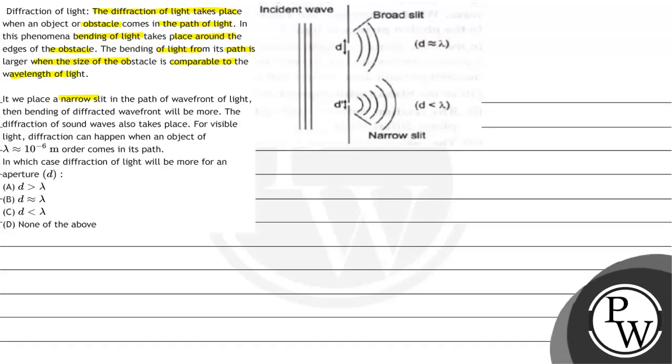If we place a narrow slit in the path of the wavefront of light, then bending of the diffracted wavefront will be more. The diffraction of sound waves also takes place. For visible light, diffraction can happen when an object of lambda equal to the order of 10 to the power minus 6 meter comes in its path, in which case diffraction of light will be more for an aperture D.